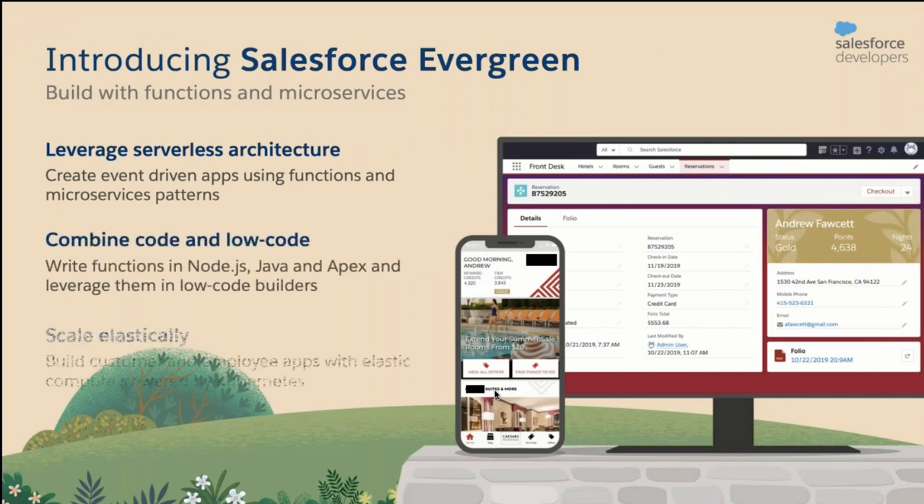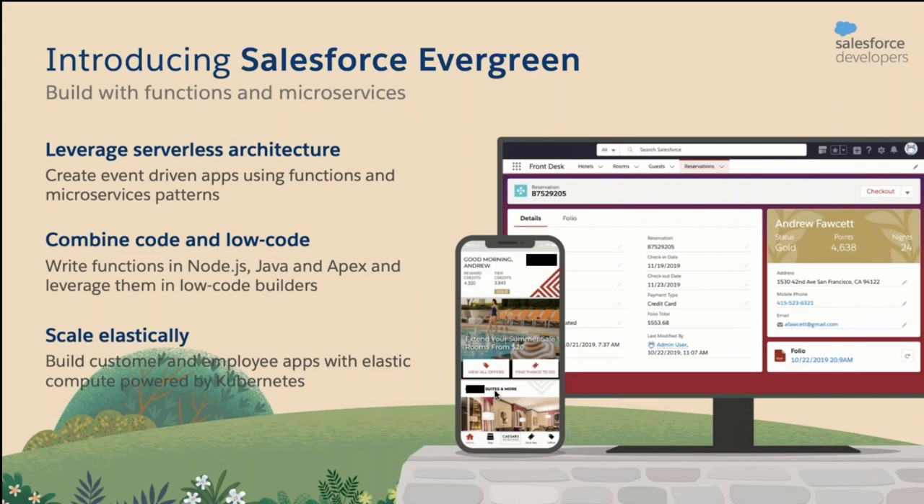So the next very exciting feature that we have introduced in TrailheaDX and Dreamforce is Salesforce Evergreen. I'm sure most of you would have heard about it already, but Salesforce Evergreen is a new addition to our Customer 360 platform. And what does it do? It brings in the ability to create serverless functions and microservices. And these serverless functions can be created in open programming languages like Node.js, Java, and Apex. And these functions are hosted on the Evergreen platform, and they can be invoked in many ways.